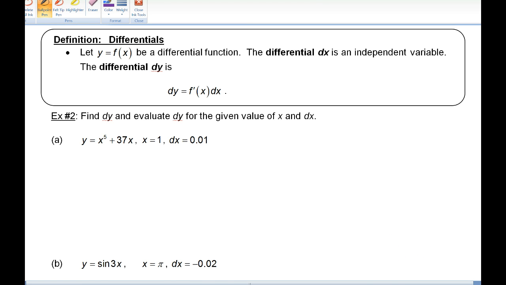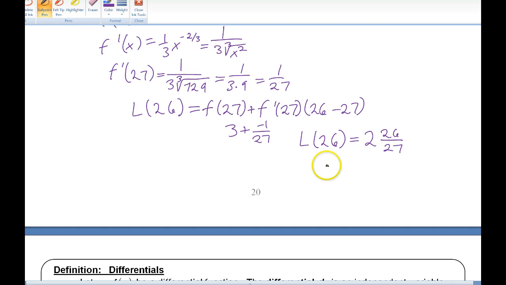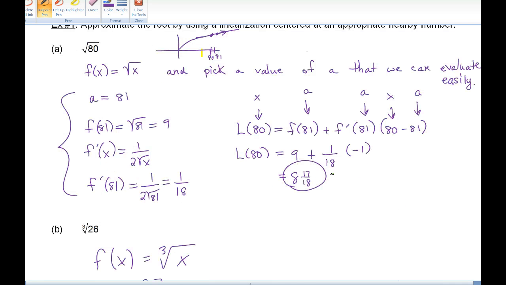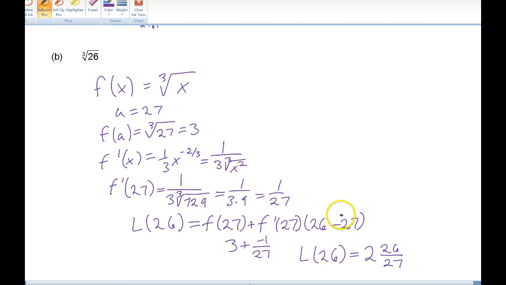Okay. So we're on page 21. Can we go over B really fast? Sure. So we finished up with B the last class.